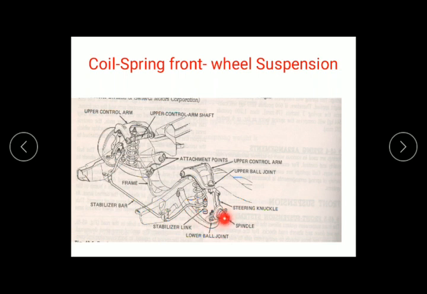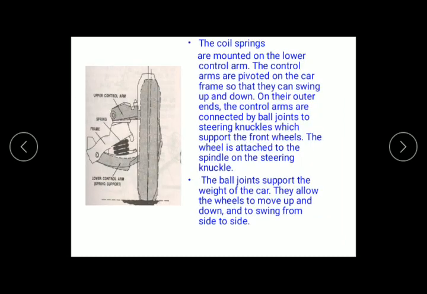The lower ball joint is used to carry the weight of the vehicle. The coil spring is mounted on the lower control arm. The control arm is pivoted on the car frame so that it can swing up and down.